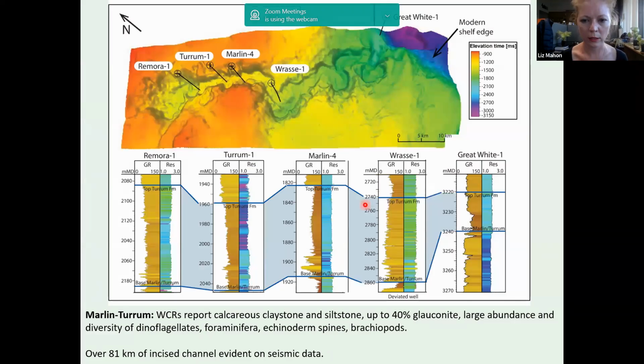So we'll have a look at some well logs. These are the well logs through the Turin formation in the Marlin Canyon. We see a little bit more of a variable response in our well logs, but again, still quite high gamma ray and that serrate sandy log character. In addition, well completion reports have reported calcareous claystone and siltstone. In some instances, they said there was up to 40% glauconite and a very large abundance and diversity of dinoflagellates, foraminifera. They also reported echinoderm spines and brachiopod fossils.